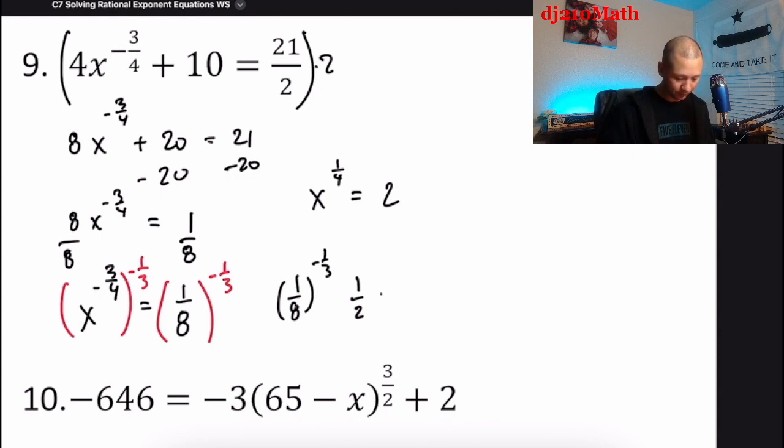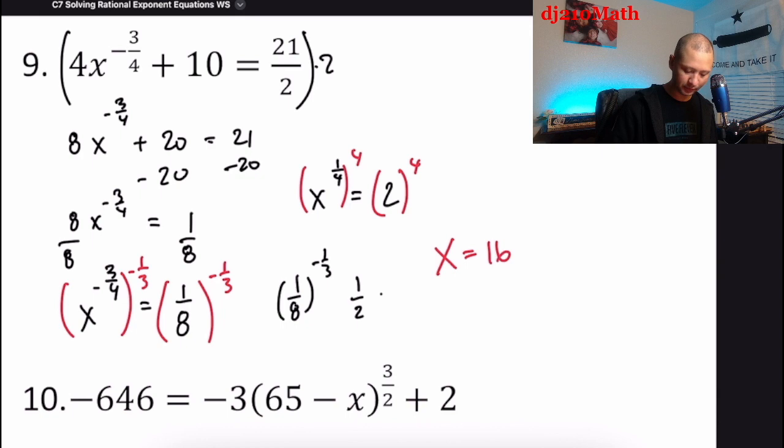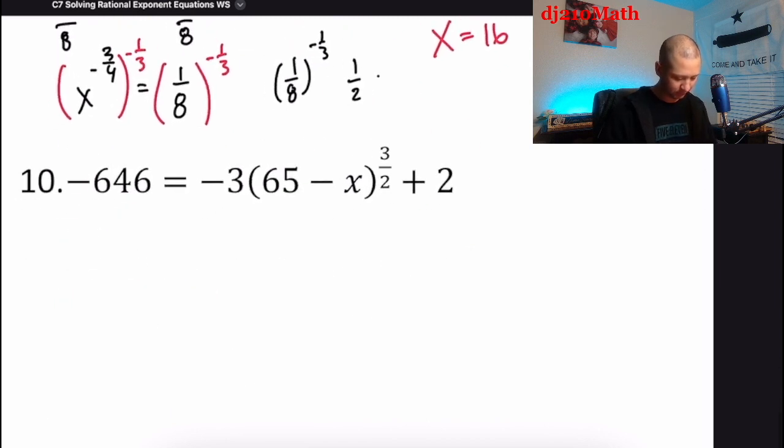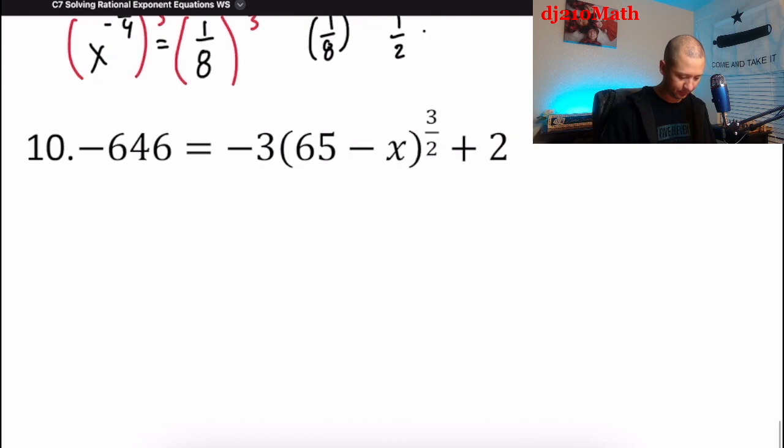Power 4 to both sides, whatever 2 to the 4th power is. So x is going to be 16. 2 times 2 is 4, times 2 is 8, times 2 is 16. So x is equal 16. Did we have to multiply by 2 in the beginning? No, but it did make it easier to handle because we're dealing with fractions less. All right, last one. I always have a feeling the last one's the most difficult.